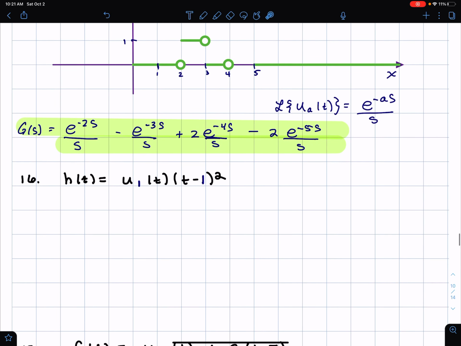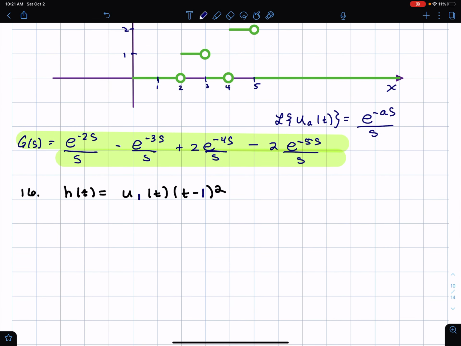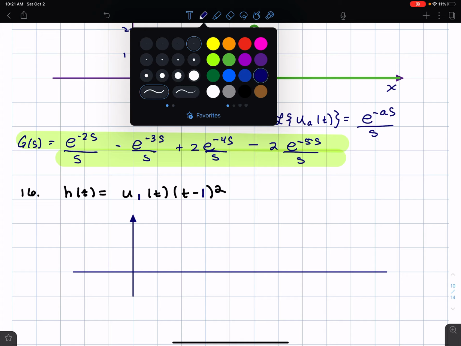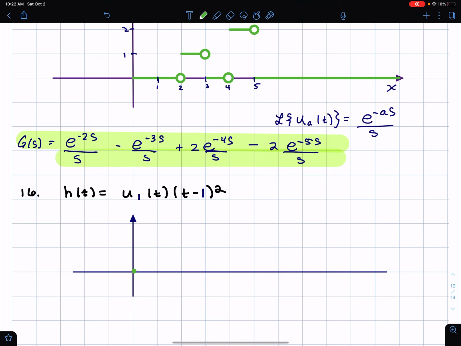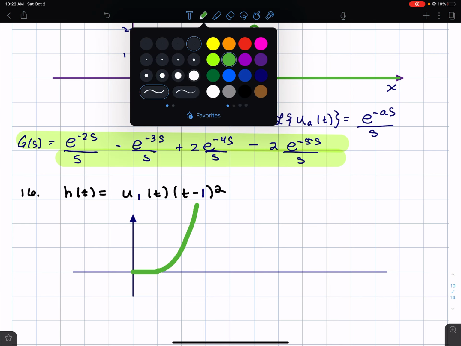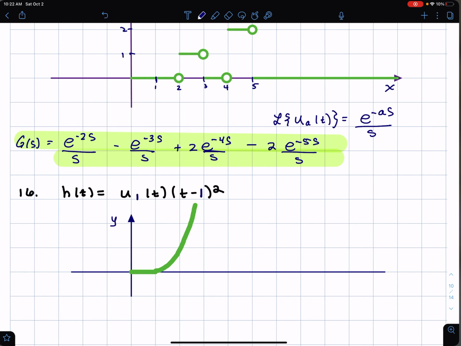Okay, so this one here is a little bit more of a challenge. The function here is turned off all the way, starting at 0, but then it turns on at 1. And what does it turn on to? It turns on to t minus 1 squared, which is a shift of t squared to the right. And so we'll just go ahead and put that parabola here. We could show more points, but we have that.